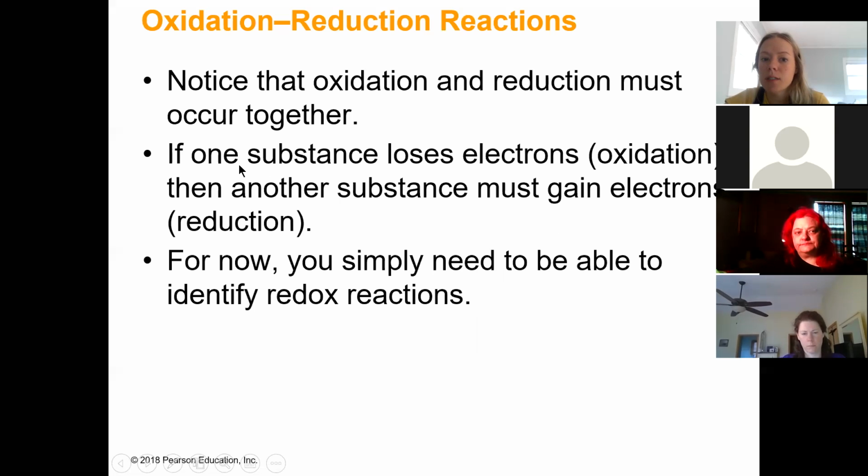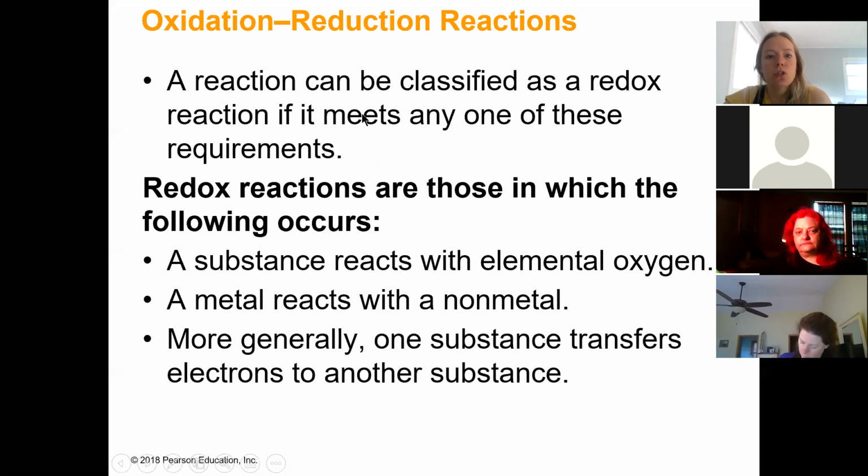Oxidation and reduction must occur together. If one substance loses electrons, another has to gain it. And that's all we're going to say for oxidation reductions for right now. I'm not going to have you identify oxidation reductions or what's being oxidized and what's being reduced in an equation. Just know the concepts of it.